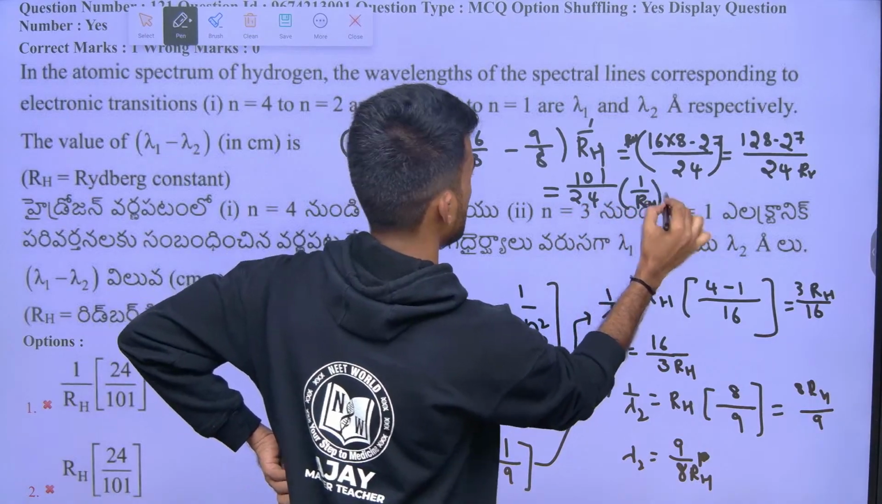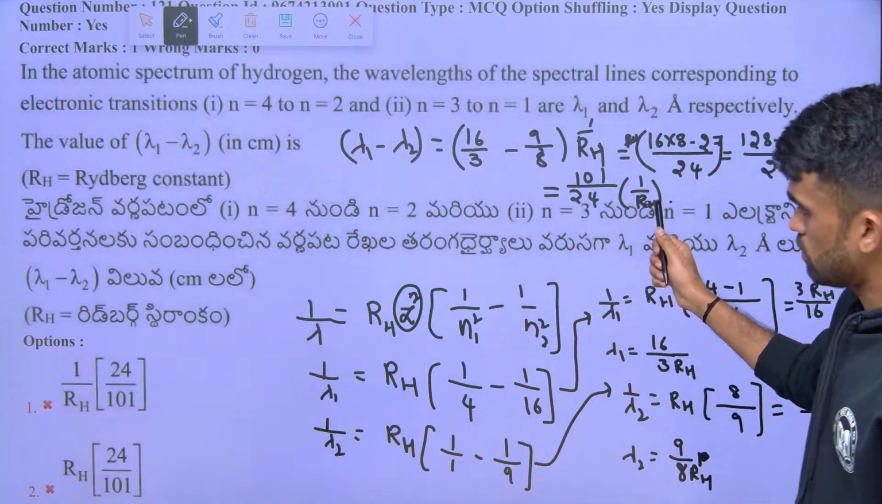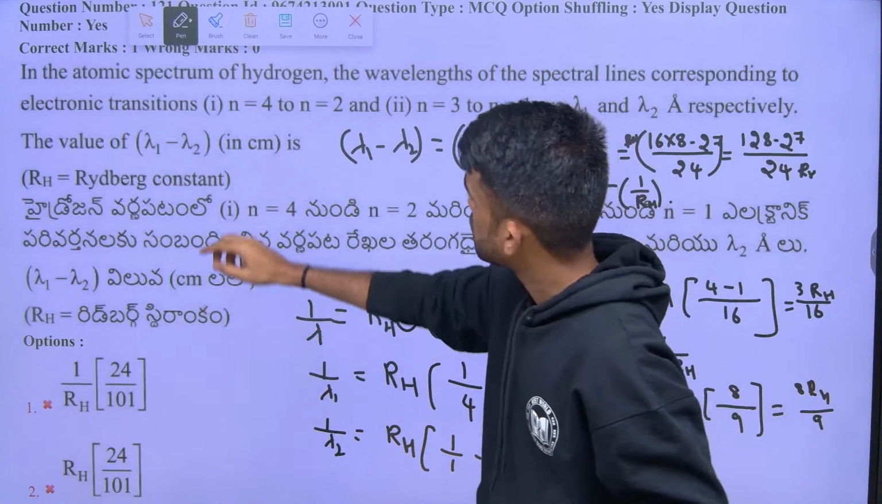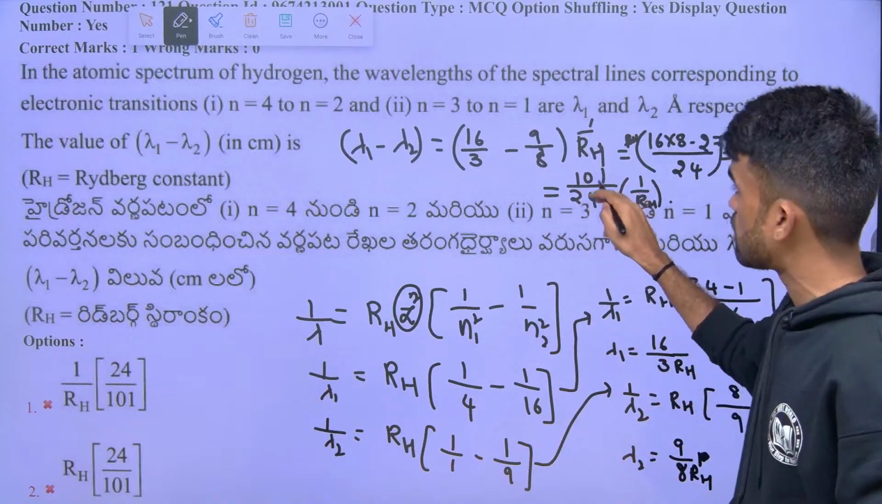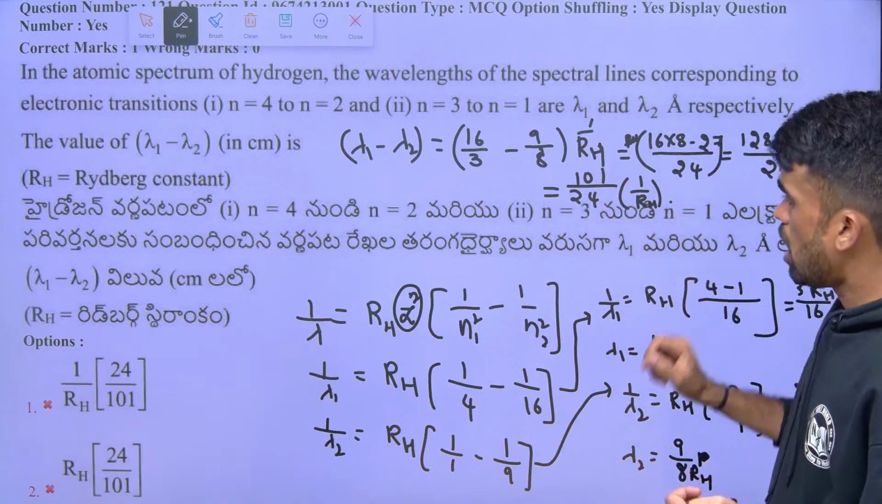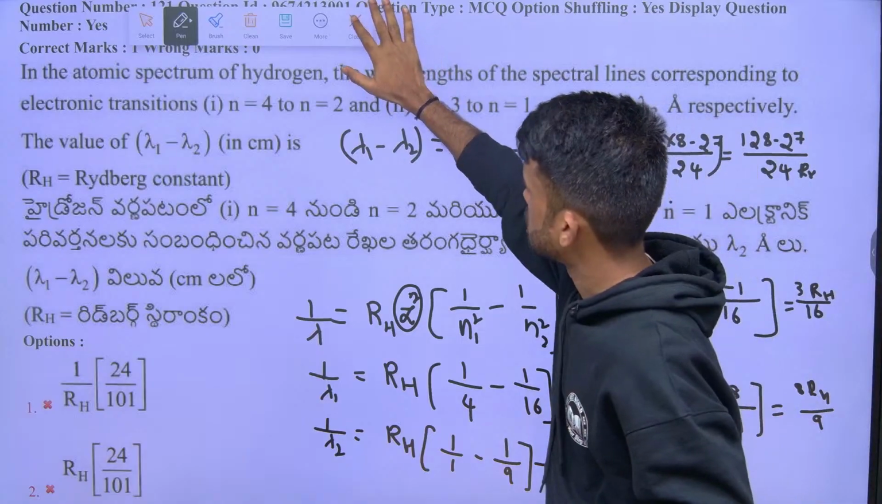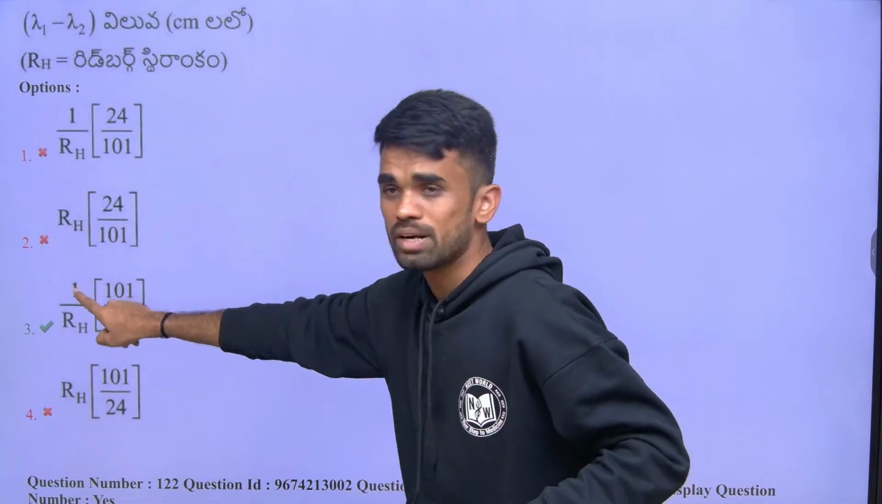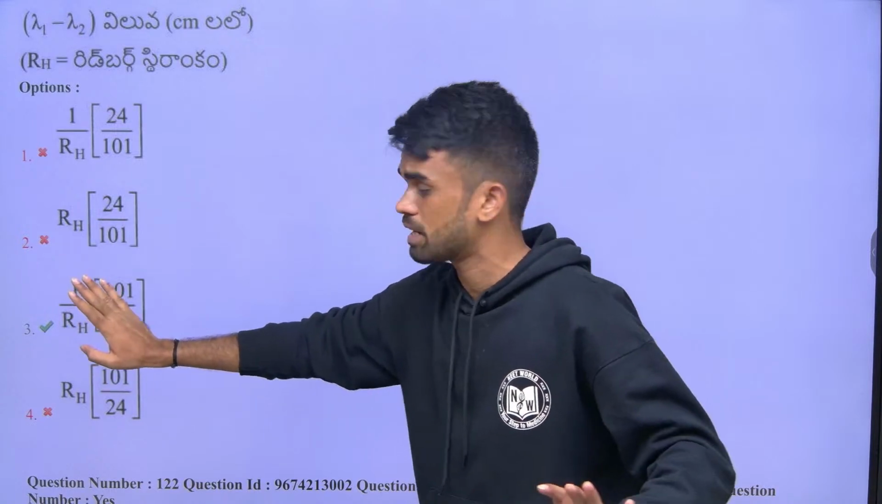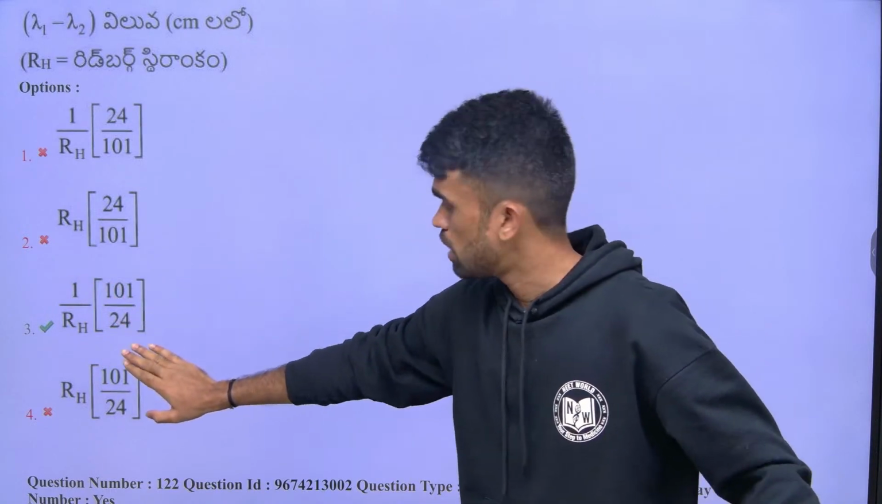So do we have any options like this? Just remember this value 101 by 24 into 1 by RH, this should be the answer here. So 100 by 24 into 1 by RH. So our option 3 is correct. I hope it is clear, there is no confusion now.